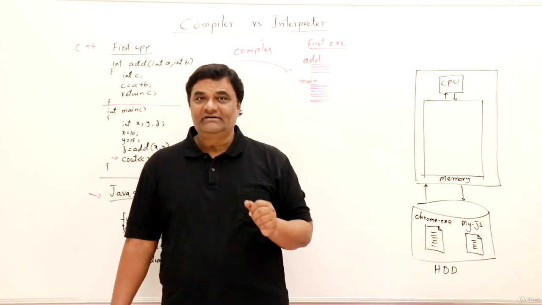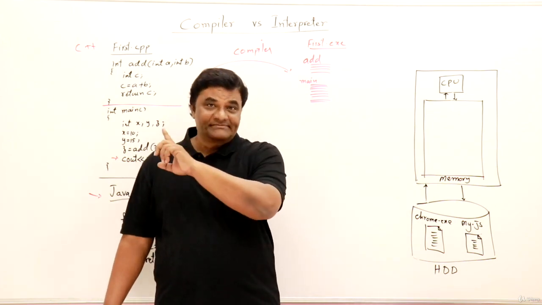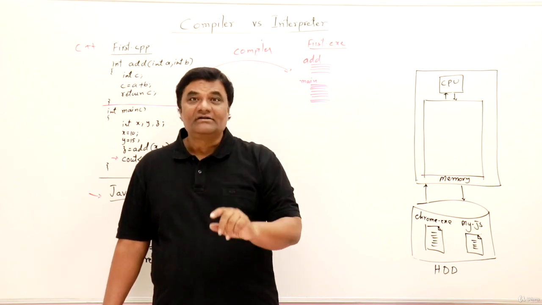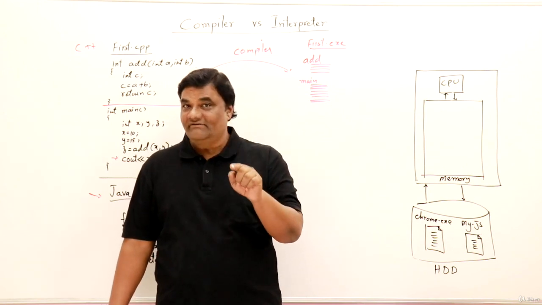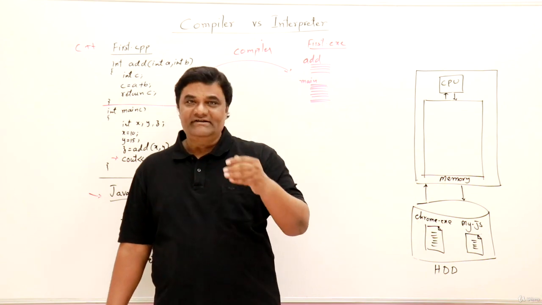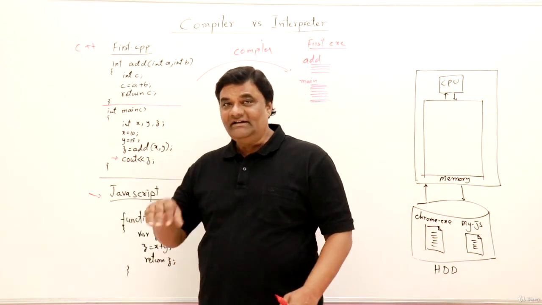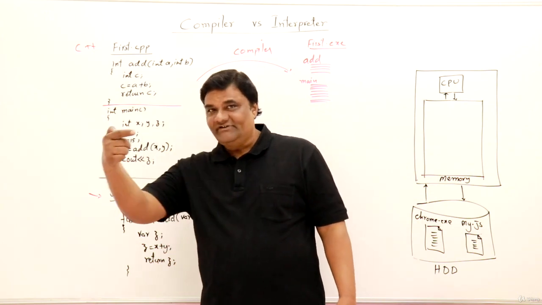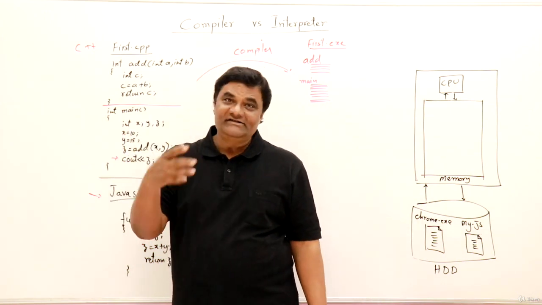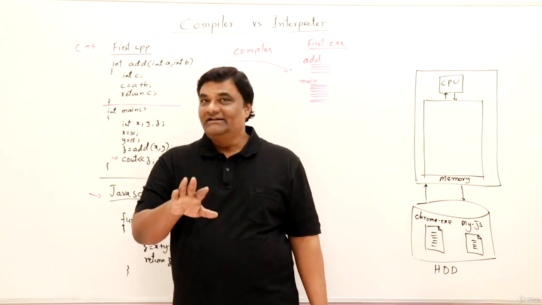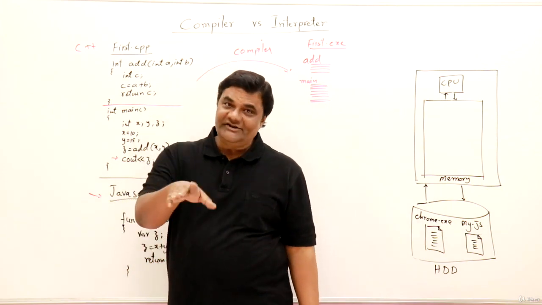Chrome will execute it. Like C++ program, compiler will not execute it. Here Chrome is the interpreter for JavaScript. Chrome will execute it, yes. So how it will execute? It will not translate whole thing, then start executing. It will translate first line, execute, second line, execute, third line, execute. So line by line translation as well as execution.